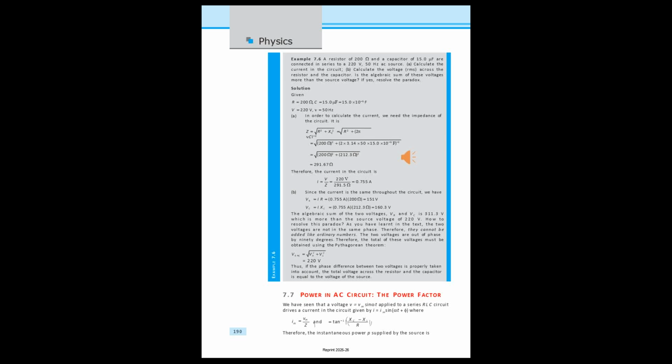Power in an AC circuit, the power factor. We have seen that a voltage V equal to Vm sin omega t applied to a series RLC circuit drives a current in the circuit given by I equal to Im sin(omega t plus phi), where Im is given by Vm by Z, and phi will be equal to tan inverse of (Xc minus XL) by R. Therefore, the instantaneous power P supplied by the source is given by the equation 7.29.